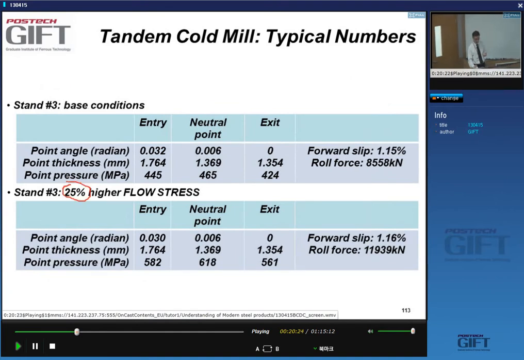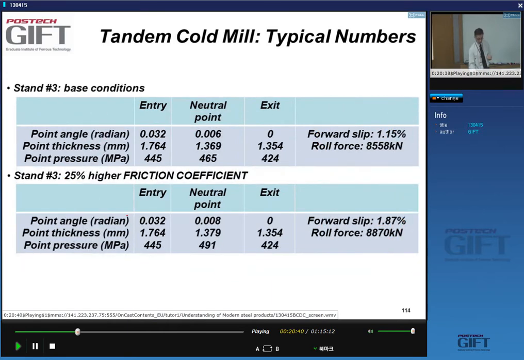What happens if my material gets harder? What happens to the forward slip? Well, nothing really much, but the roll force will increase. Another one here, we increase the friction coefficient. How can you increase the friction coefficient in a cold mill? Well, if we have poor application of the lubrication oils on the rolls. So the forward slip now increases considerably, and the roll force also.